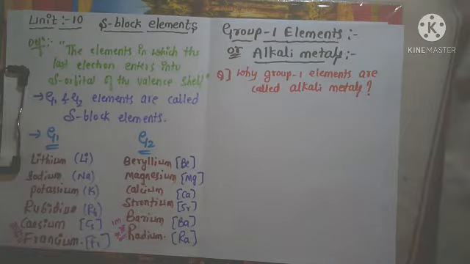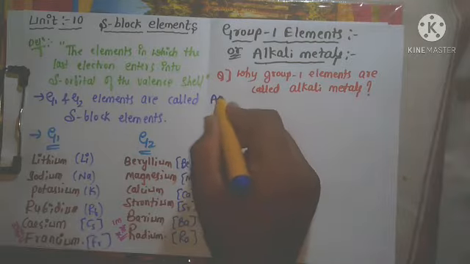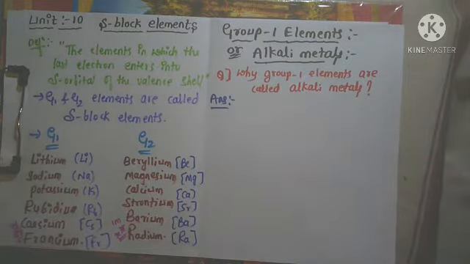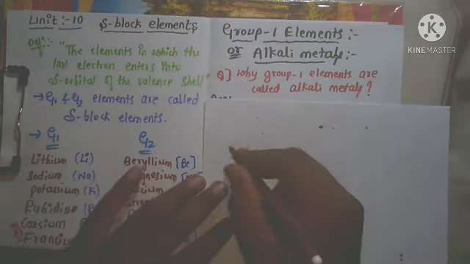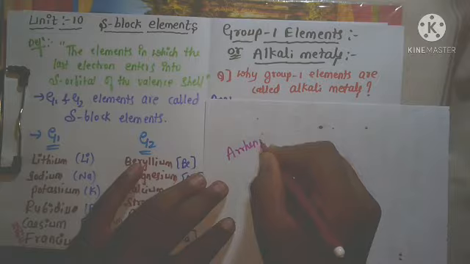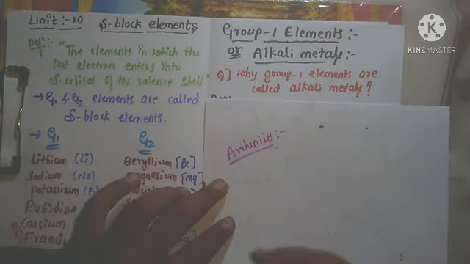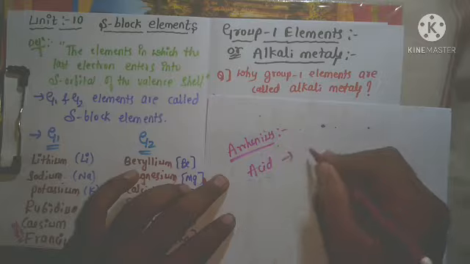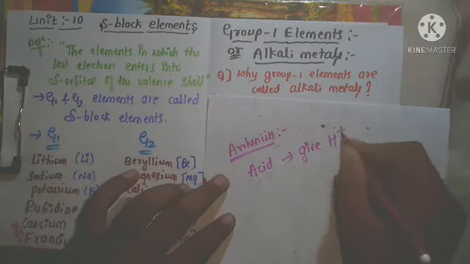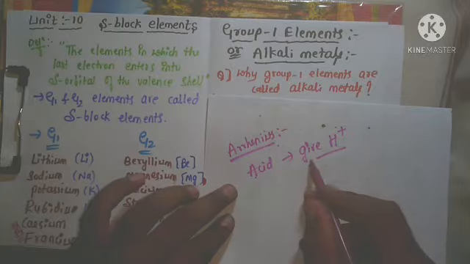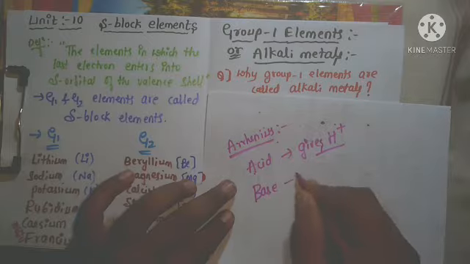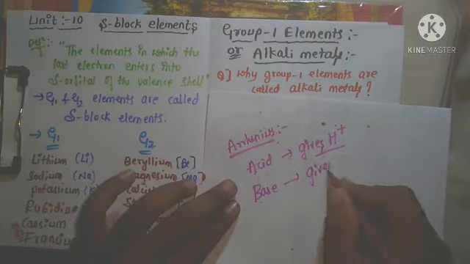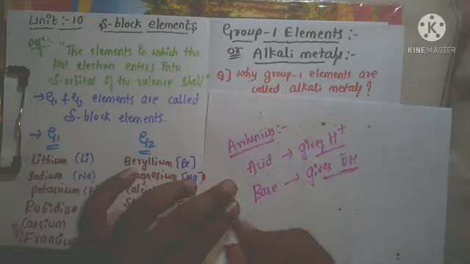Answer. Before going to the answer, first we have to discuss the basics. What are those basics? We will see. According to the Arrhenius concept for acids and bases, an acid is one which gives H plus ions after ionization. And according to the Arrhenius concept, a base is one which gives OH minus ions after ionization.